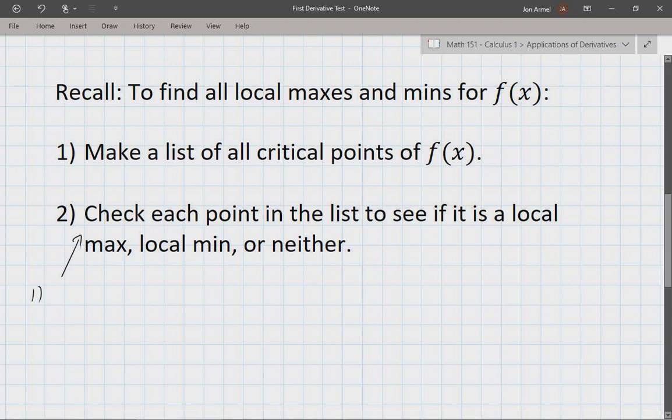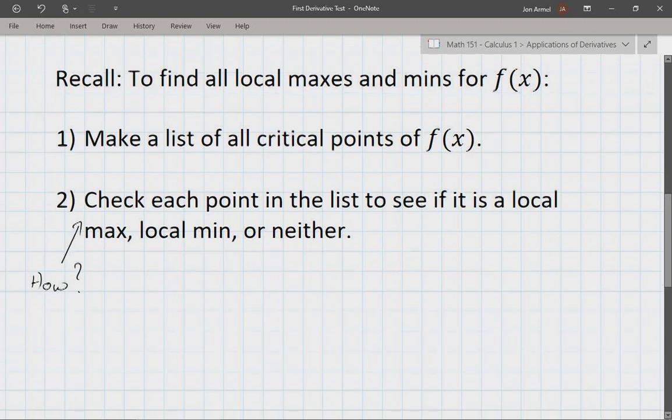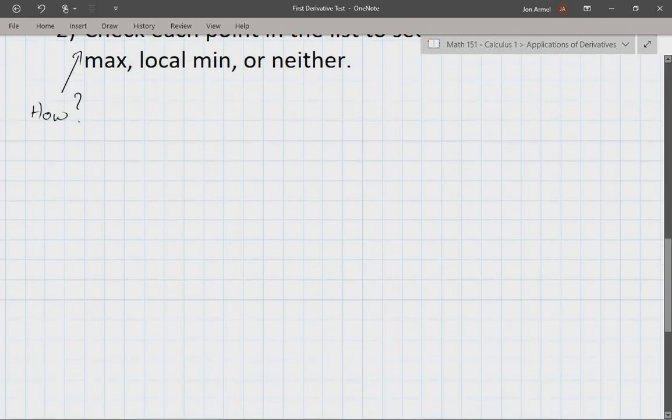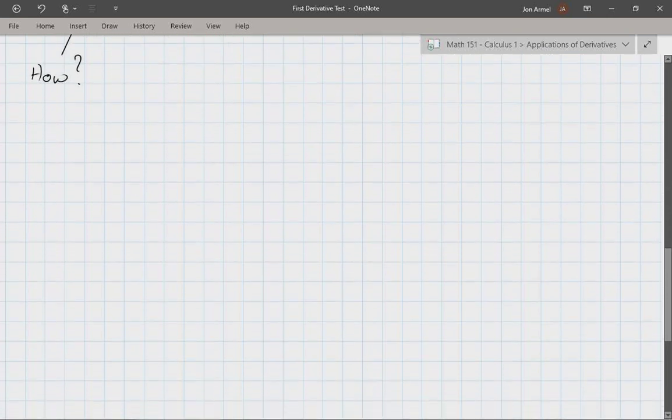So this video is about, now that you've got this list of critical points, how do you actually check each point? Let me draw you a couple pictures and show you how this might work. There are actually two different ways to check. This video is about one of them. There's another video about another one. The first one we're going to learn is called the first derivative test.